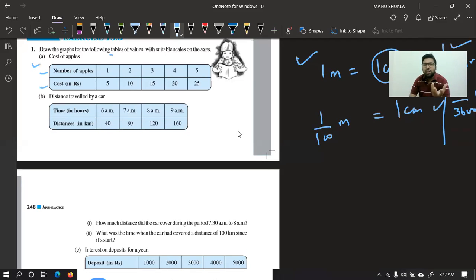So again, number of apple we can take as... Sir, will you dance? Sir, are you involved? No, I'm not involved this time. Okay, so see, you will find everything on that day.